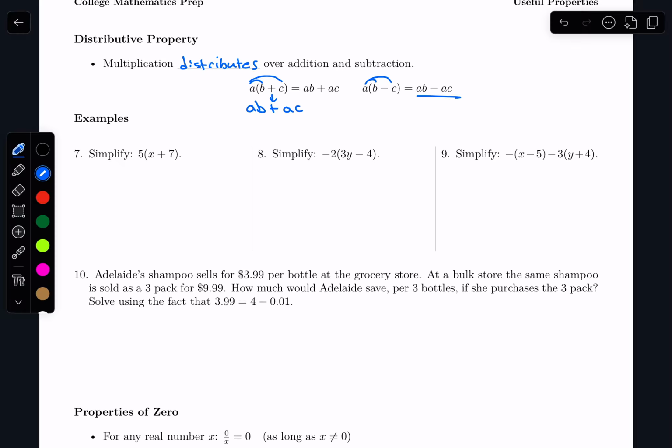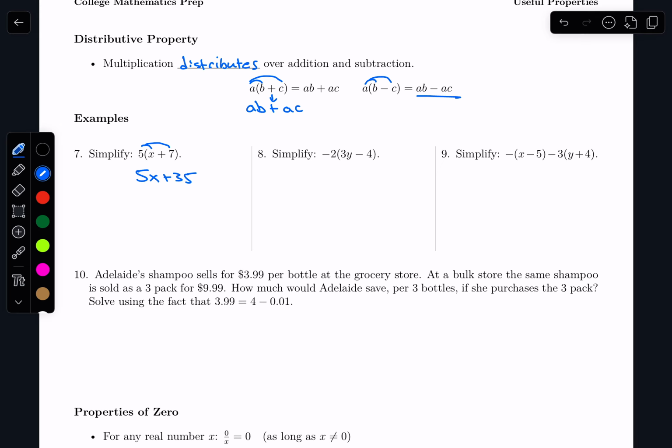We distribute the A. So for number 7, we have 5 parentheses x plus 7. We're going to distribute this 5 to the x and the 7. 5 times x is 5x, and 5 times 7 is 35. That's the most basic case where we don't have to deal with any negatives, but of course we can kick that up a notch.